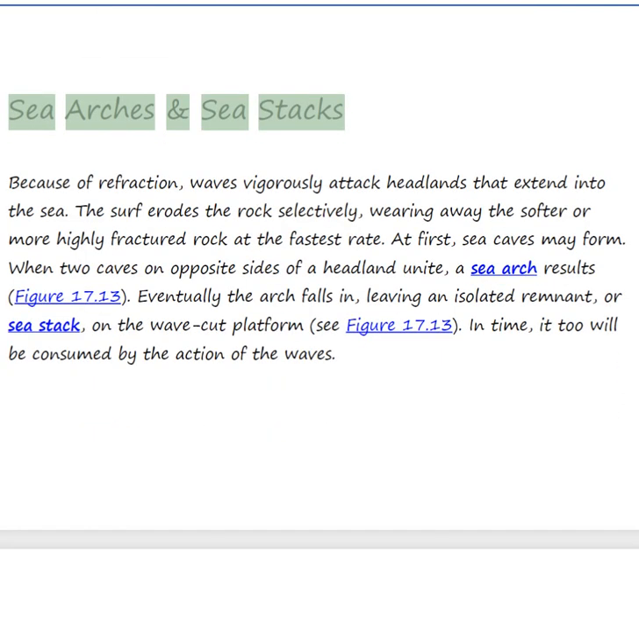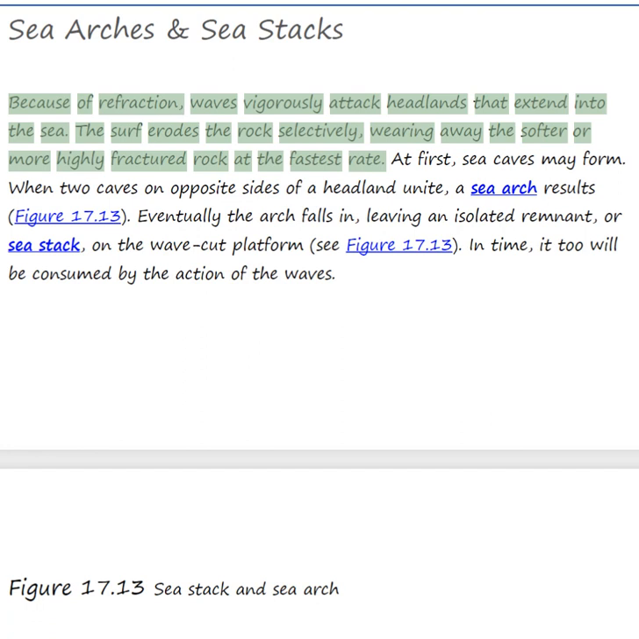Sea arches and sea stacks. Because of refraction, waves vigorously attack headlands that extend into the sea. The surf erodes the rock selectively, wearing away the softer or more highly fractured rock at the fastest rate.